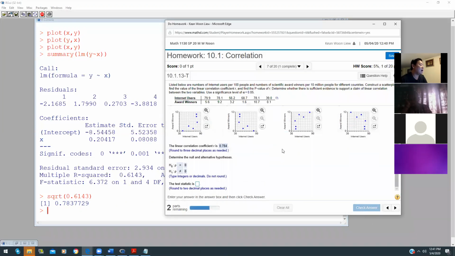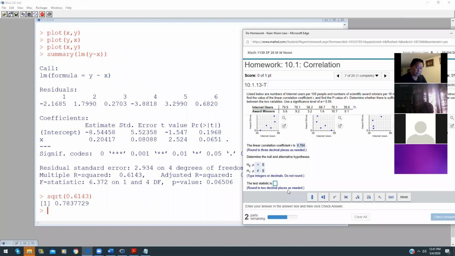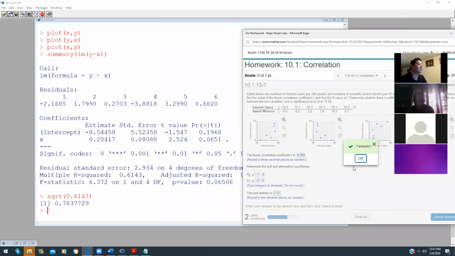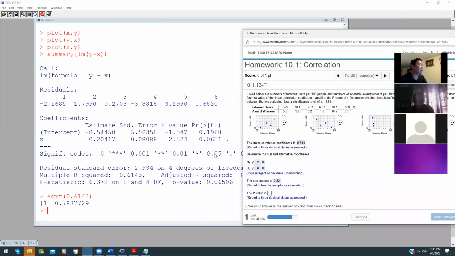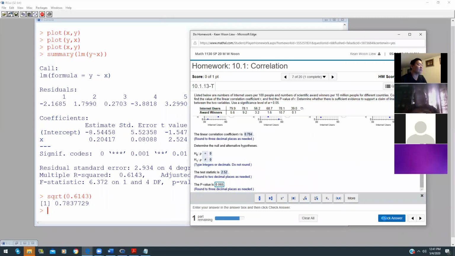And then the test statistic. The test statistic is this one, 2.524. This will be your test statistic, 2.52. Okay, and your p-value is going to be this one, 0.065. Okay, next to it, 6.5, 3 decimal places, this question is asking you.